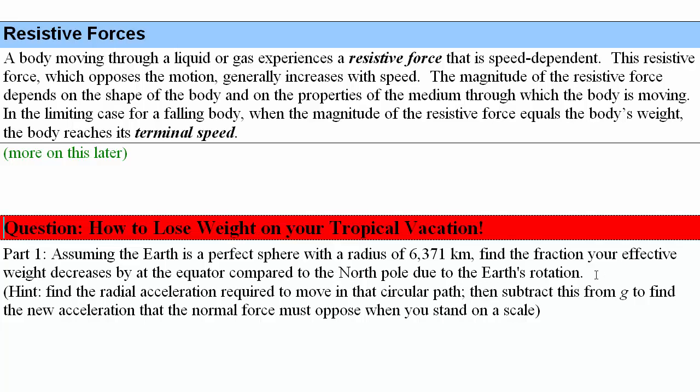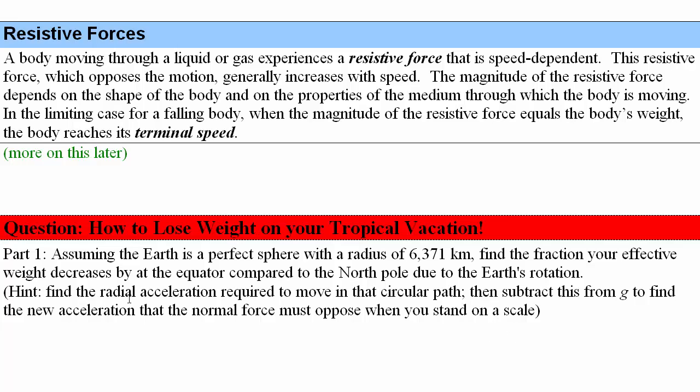So the Earth is rotating, and as a result of this, when you're at the equator, if the Earth was rotating fast enough, you would just fly off it despite the Earth's gravitational force. So on a scale, it's going to seem like you have a little bit lower weight if you're at the equator.